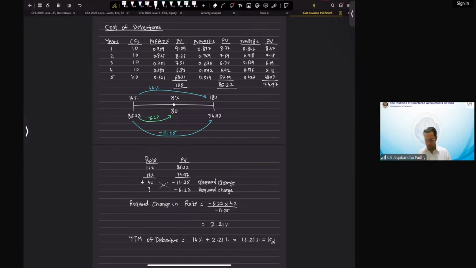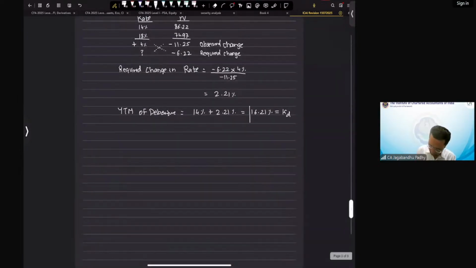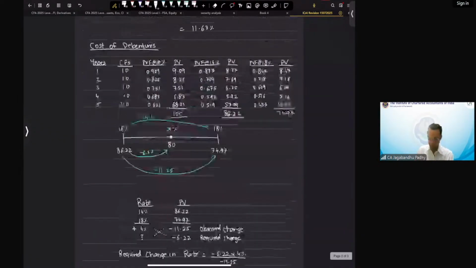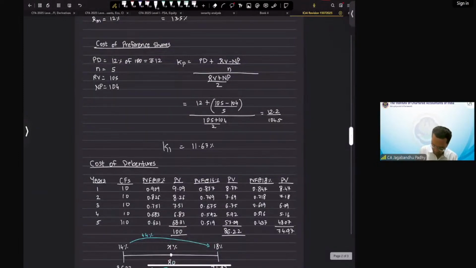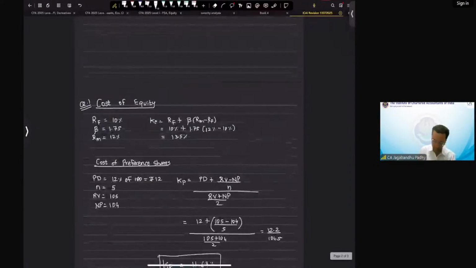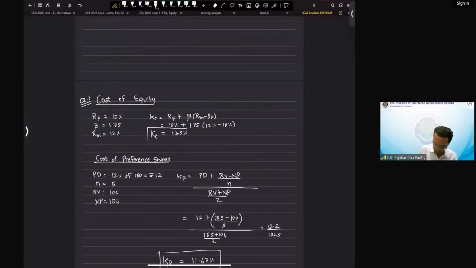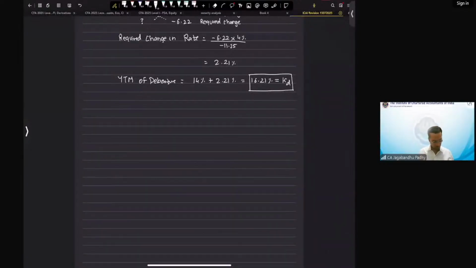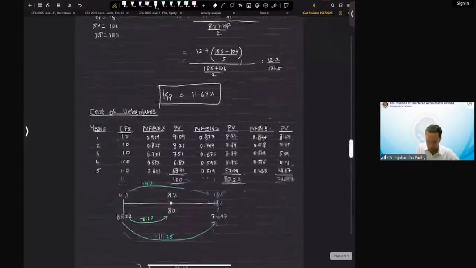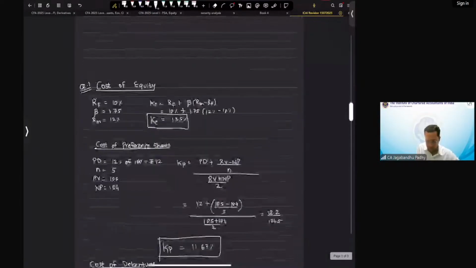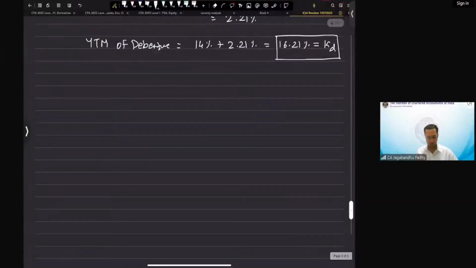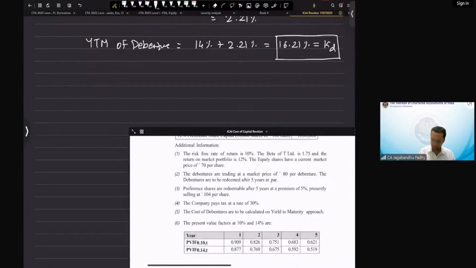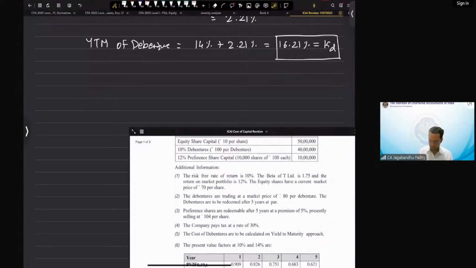Getting this? Yeah. So we got the cost of debentures, then the cost of preference share, and also the cost of equity. The cost of debentures, cost of preference share, and cost of equity is calculated. Now we have to go for calculating the weighted average cost of capital.